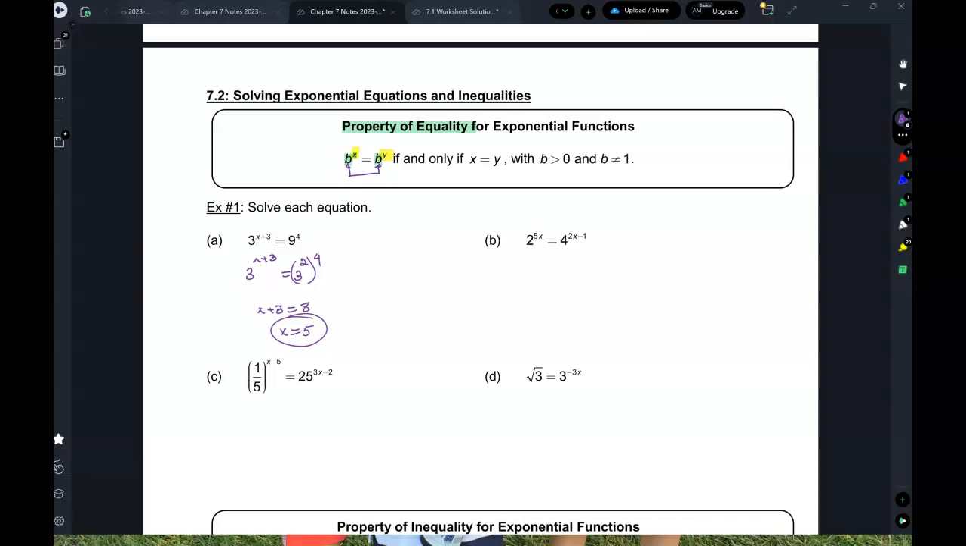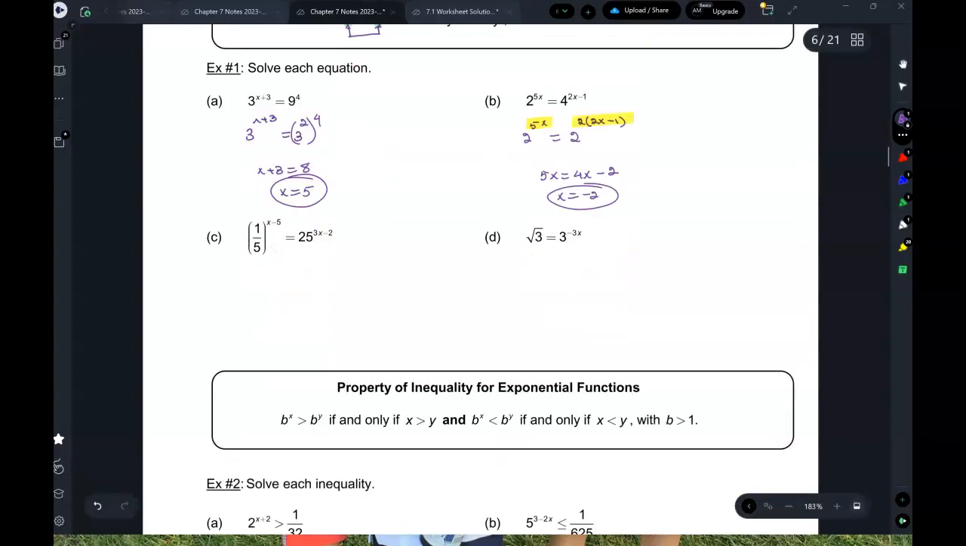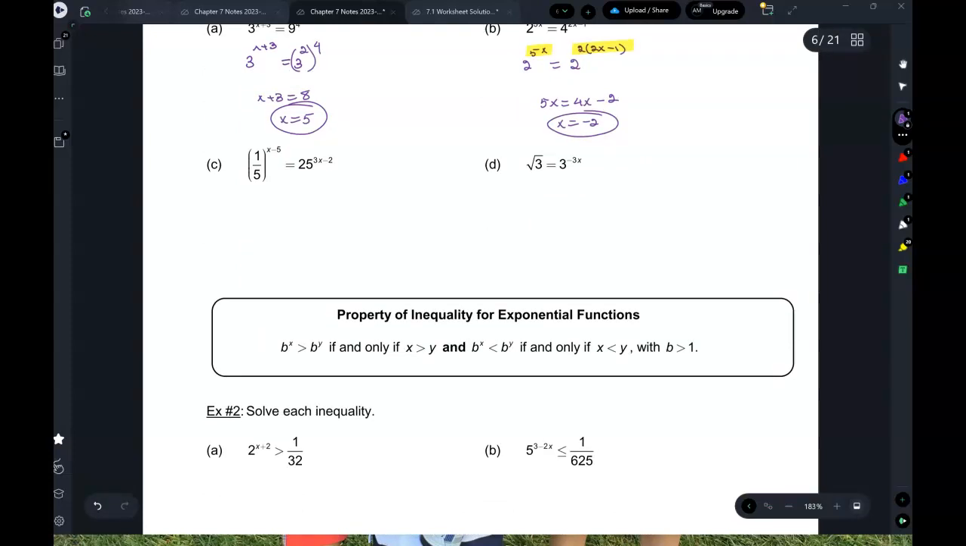So here, I have 2 to the 5x equal to 2 squared. That's how I write the 4. And then this exponent multiplies. So now I set these equal to each other. So 5x is equal to 4x minus 2. x is equal to negative 2.